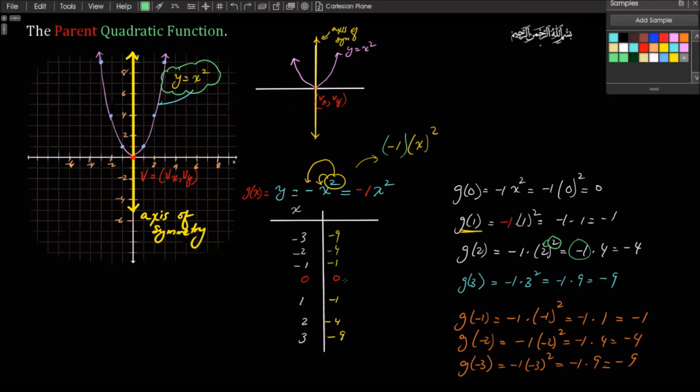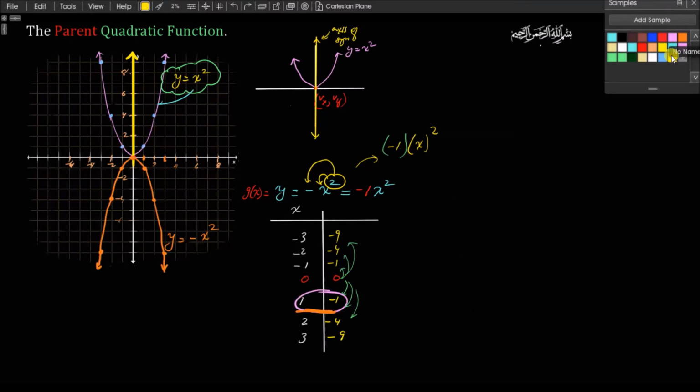Negative 9. And again, you see, these are symmetrical. All right, let's graph this out. So what we learned from this exercise is that y equals x squared is a parent function. Y equals negative x squared is basically the flip of the graph, like the mirror image across the x-axis.